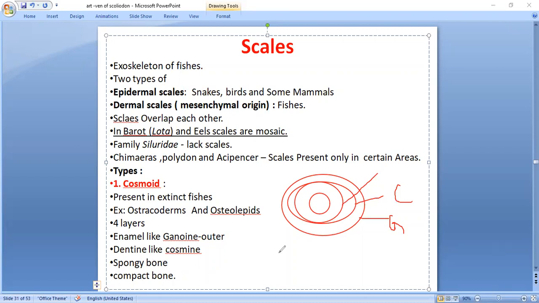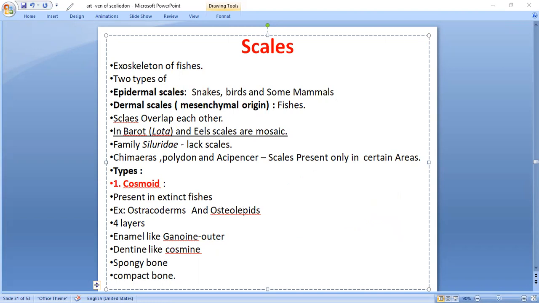The last layer is made up of compact bone. That is the structure of cosmoid type of scales. Examples are osteolepids and porolepids, which are extinct.